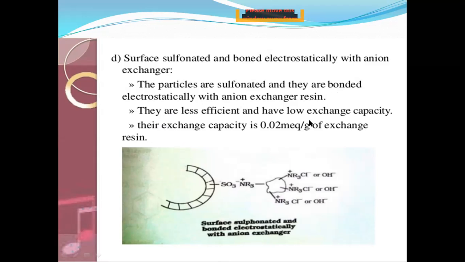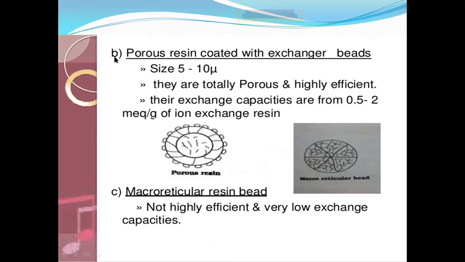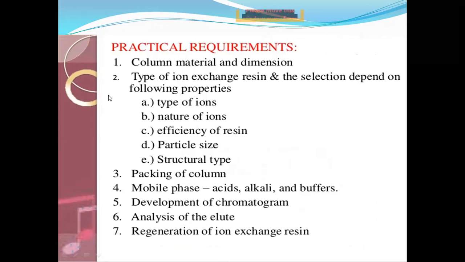They are less efficient and have low exchange capacity. Their exchange capacity is very low compared to the first one, pellicular. So as per this, we can go with porous resin. Why? Because its exchange capacity is very high. Okay. So now I will stop this class.